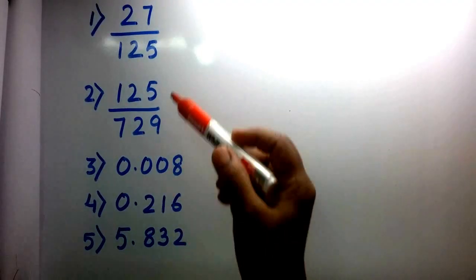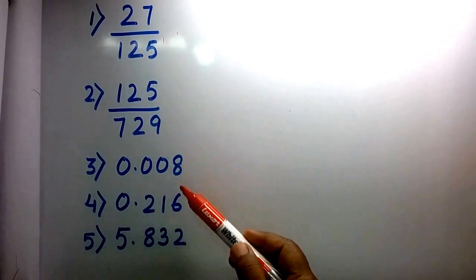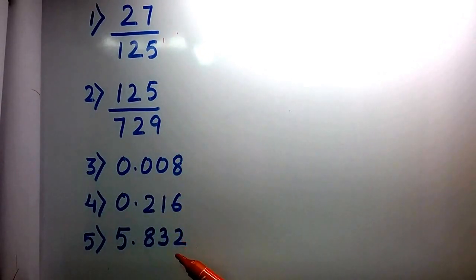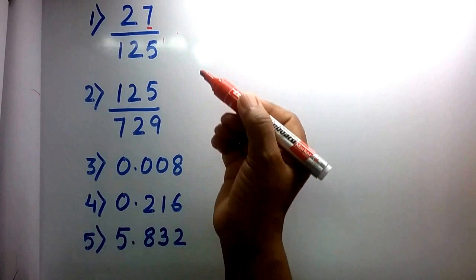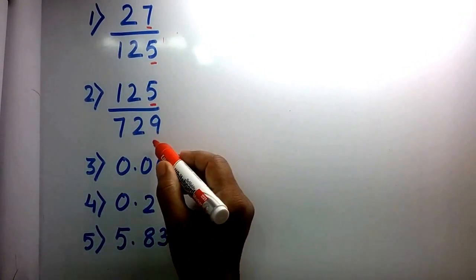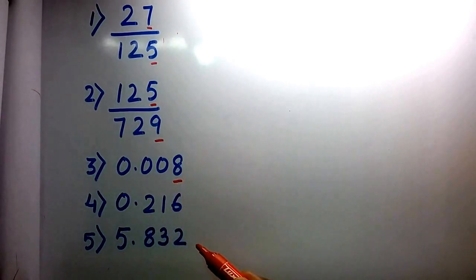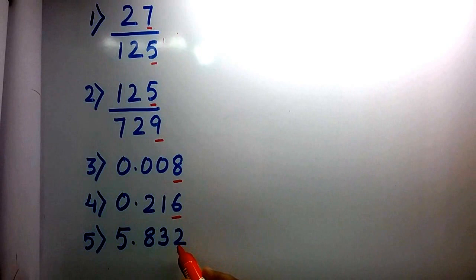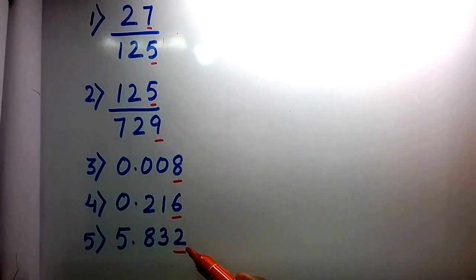Now you have a set of 5 questions. 2 of them are fractions, the other 3 are decimals. You have to find the cube root of these numbers. Still, if you have doubt, remember 27 is divisible by 3, 5 is divisible by 5, here also divisible by 5, this is divisible by 3, 8 is divisible by 2, this is also divisible by 2, and this number is also divisible by 2, and all 3 will have 1000 in the denominator.